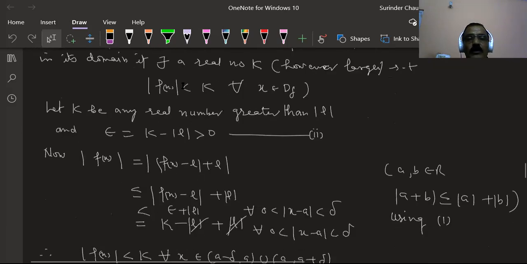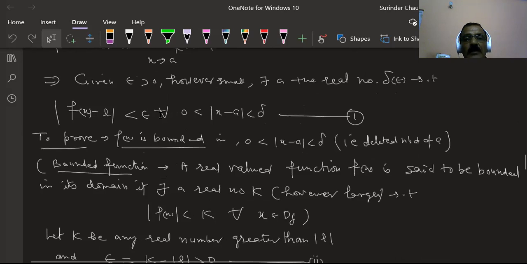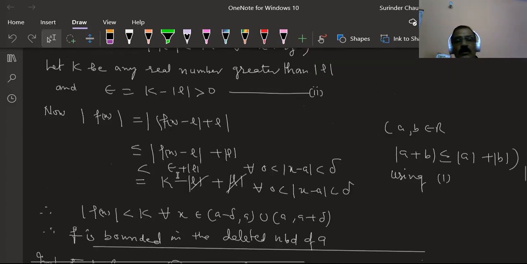Now I'm using the definition. So what is f(x) equal to? We add plus L minus L, you cancel them, you get the same number. Modulus of a plus b is less than or equal to modulus of a plus modulus of b. Now modulus of f(x) minus L, from the result, is less than epsilon for all x belonging to this. So this is less than epsilon plus modulus of L, and this is equal to, substituting the value of epsilon, k minus modulus of L plus modulus of L.